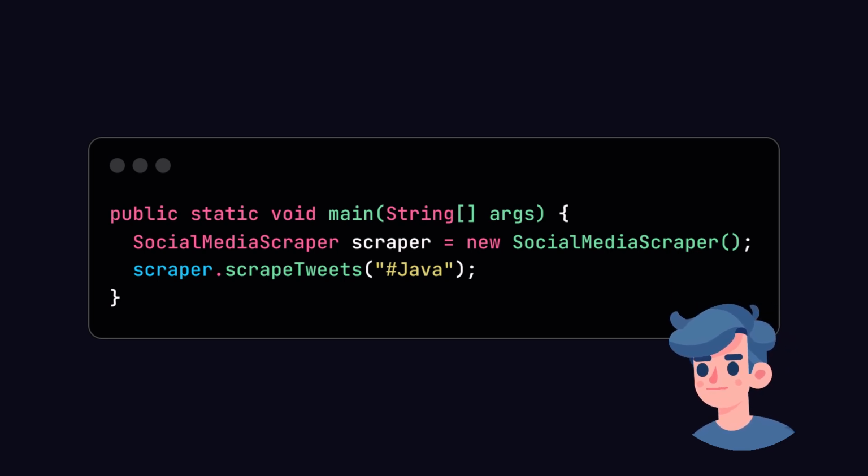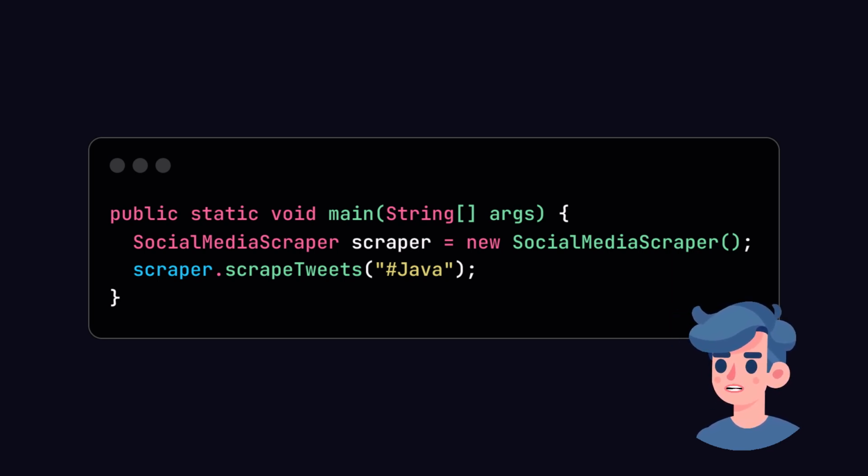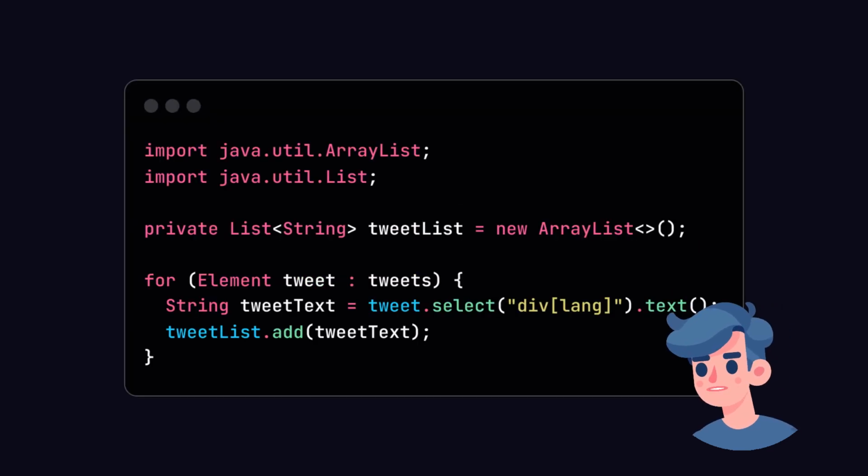Call the scrapeTweets method from the main method of the Social Media Scraper class to see the output for a specific hashtag, for example, #Java. You'll notice the output will contain tweets related to the hashtag #Java. This is the foundation of our data collection.